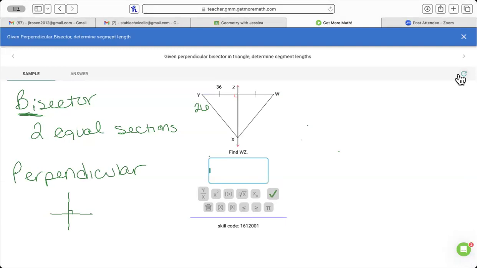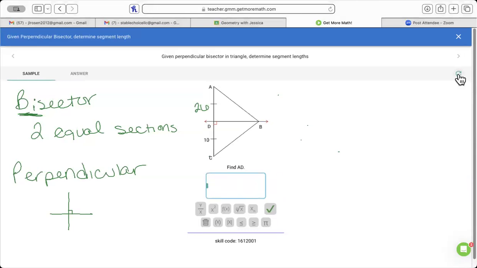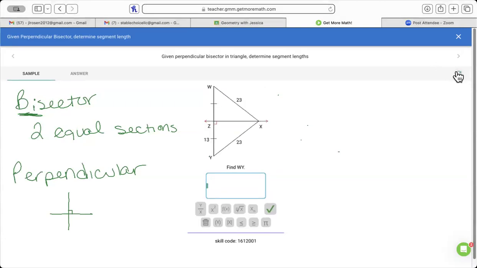Let's see if it gives us any that are different. That one would be 36. RS, that would be 33. AD would be 10. Let me erase my 26 over here, right? AD here would be 10 because DC is 10. Just trying to see if it gives us any other type of questions. All right, AB would be 74 because BC is 74. Let's see, NO would be 31 because this side's 31. Just equal distances.